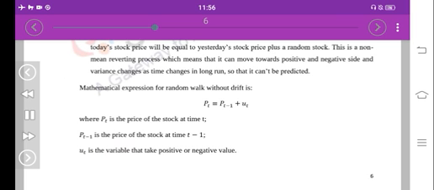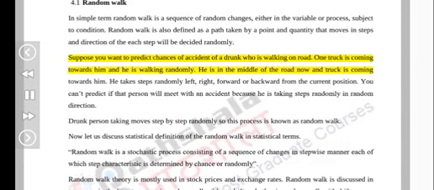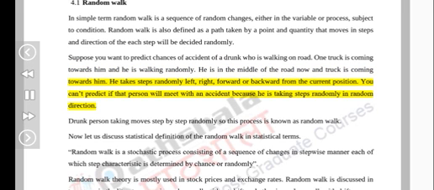Suppose you want to predict the chances of an accident for a drunk person who is walking on the road. One truck is coming towards him and he is walking randomly. He is in the middle of the road now and the truck is coming towards him. He takes steps randomly left, right, forward or backward from the current position. You can't predict if that person will meet with an accident because he is taking steps randomly in random directions. The drunk person moves step by step randomly, so this process is known as a random walk.